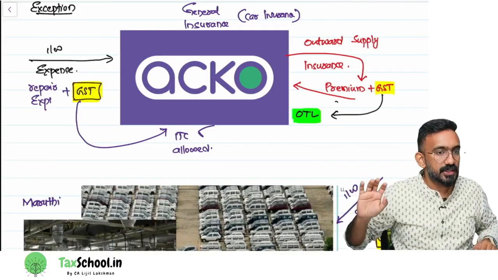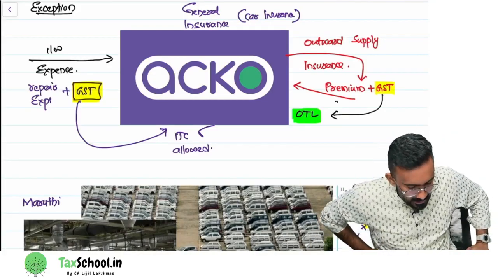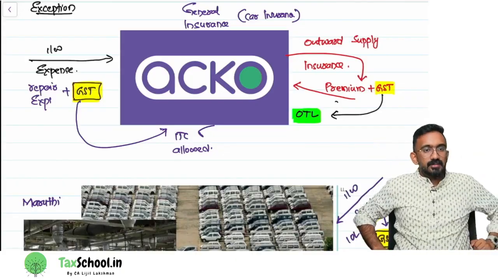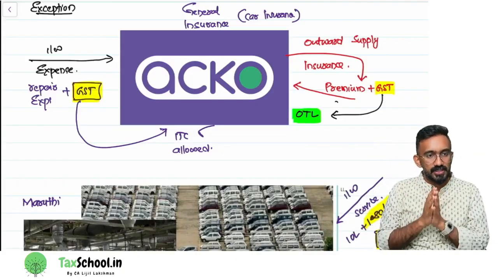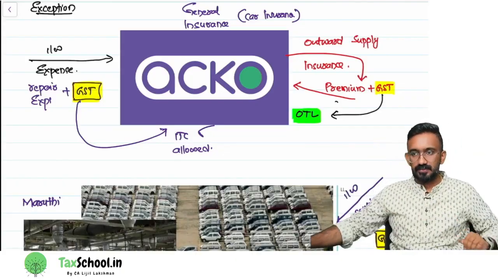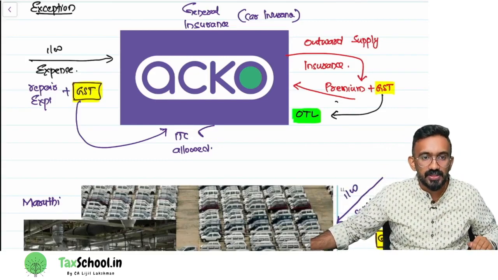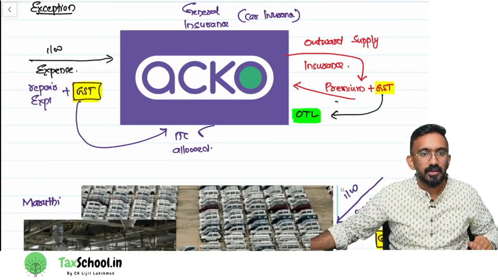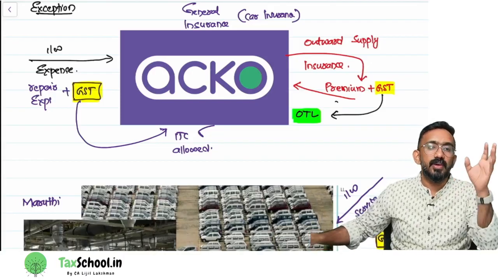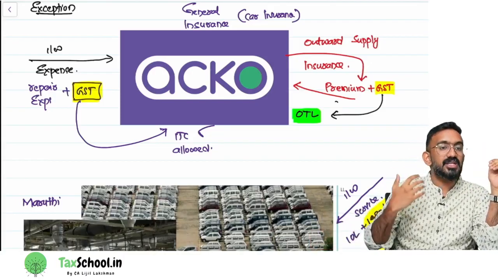Echo Insurance is an insurance company. What is the income for an insurance company? Echo Insurance is selling insurance policies to a lot of people, right? Whatever insurance policy is sold by Echo Insurance will have GST on the insurance policy.